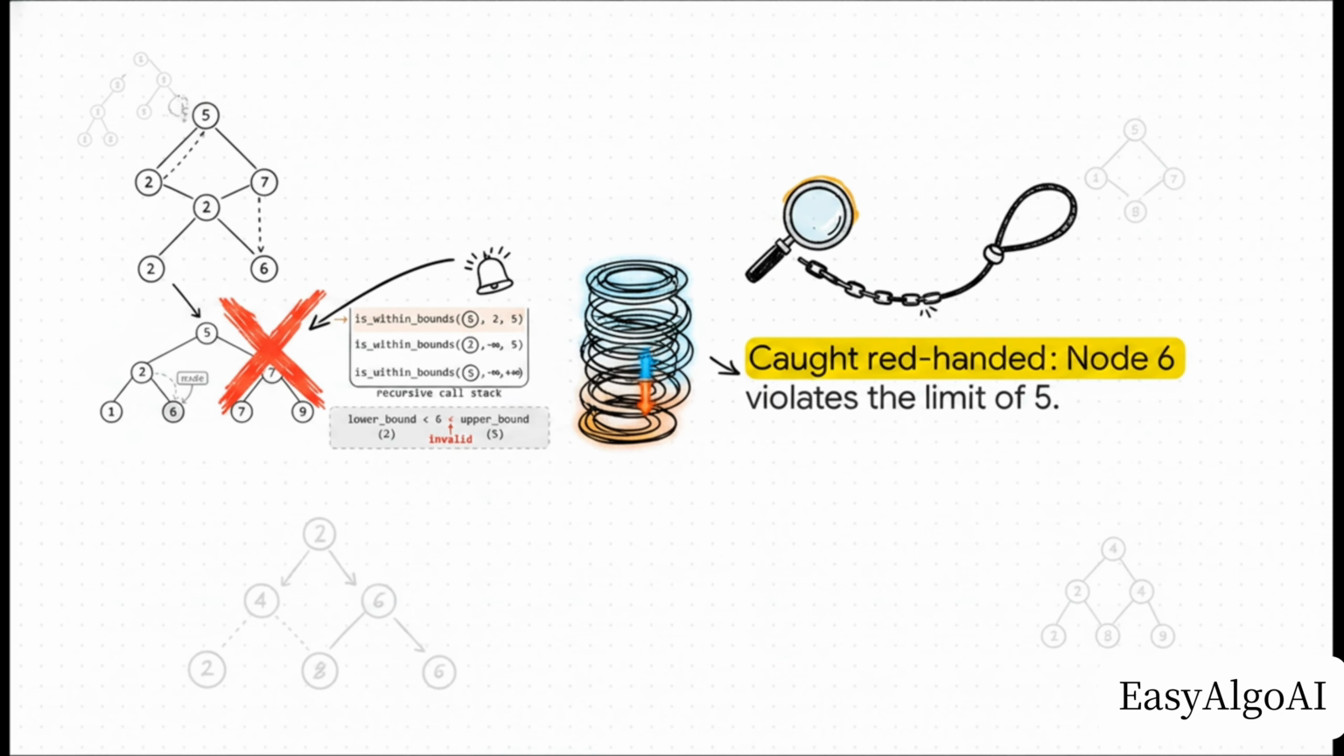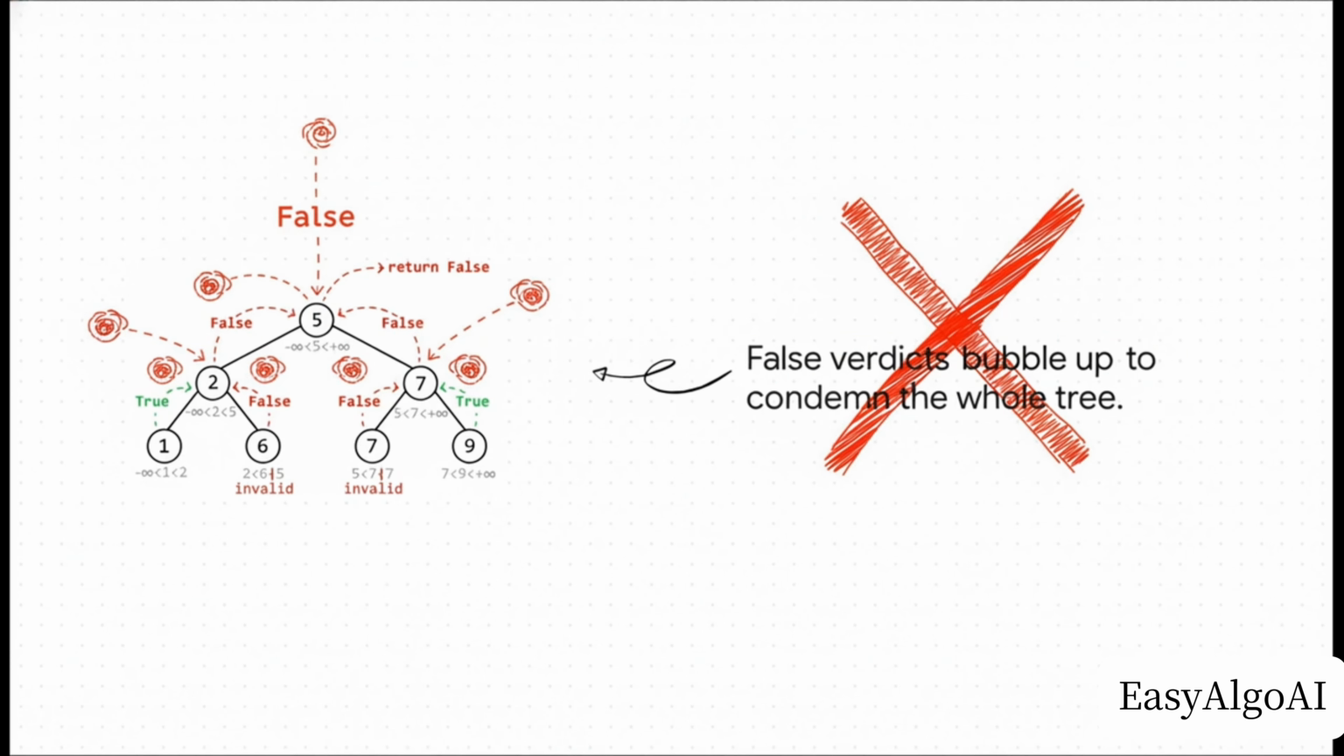The lower bound gets pulled up to 2, but the upper bound remains strictly at 5, remembered perfectly by the call stack's memory from the root node. The algorithm checks, is 6 between 2 and 5? Absolutely not. The logic traps the bad data, and node 6 is caught red-handed. Because node 6 is a rule breaker, it immediately returns a false verdict.